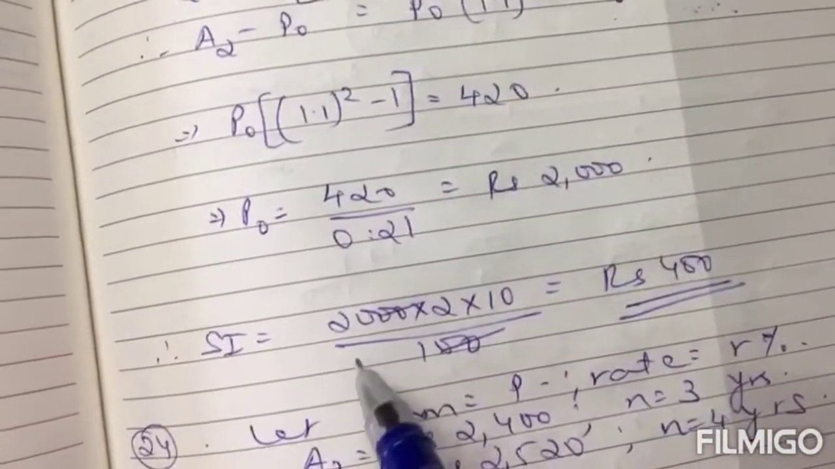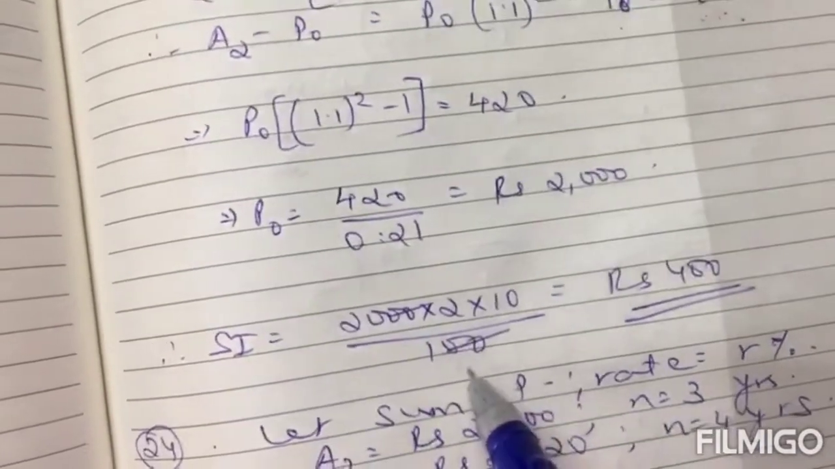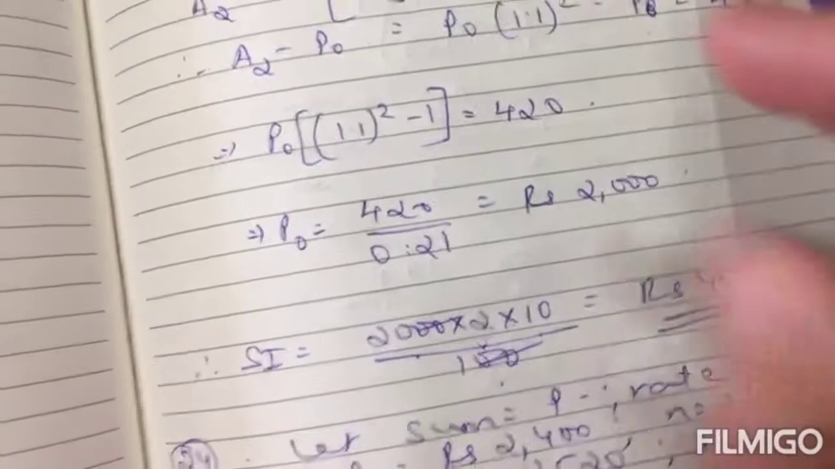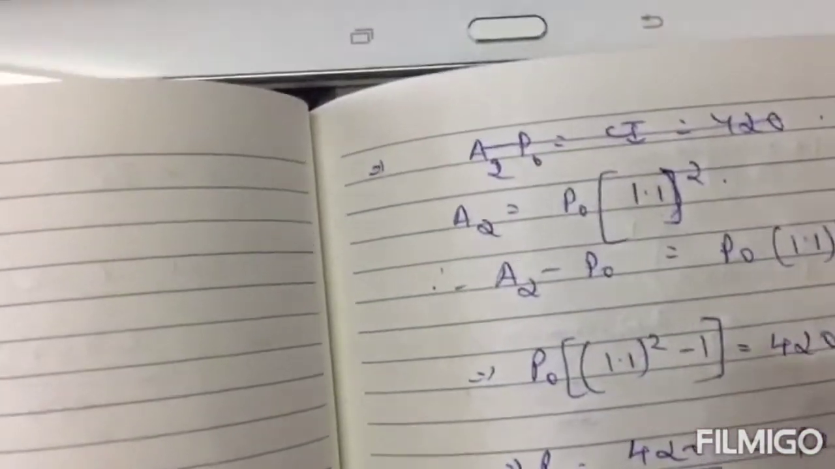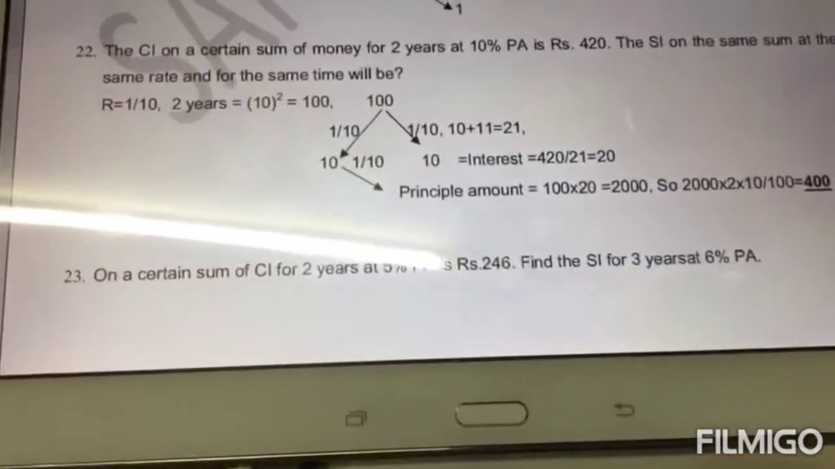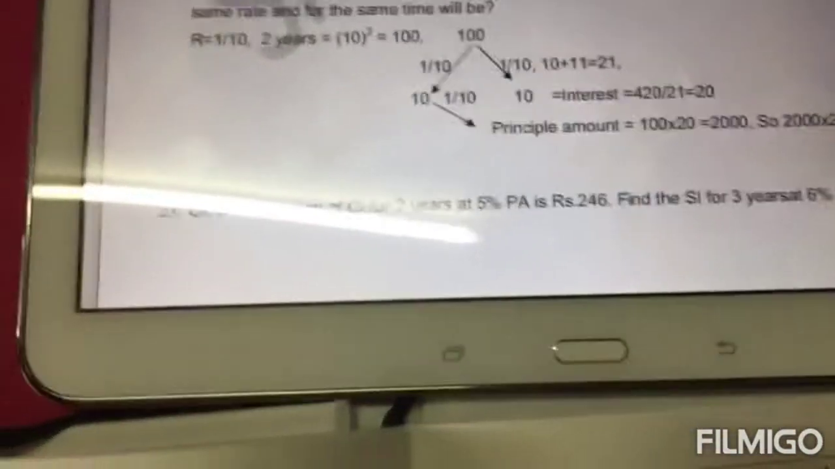And simple interest on this would be nothing but P N R by 100, where P is 2000, N is 2, R is 10%. The answer is 400. Let's see if we are correct. Yes, it is 400. All right.